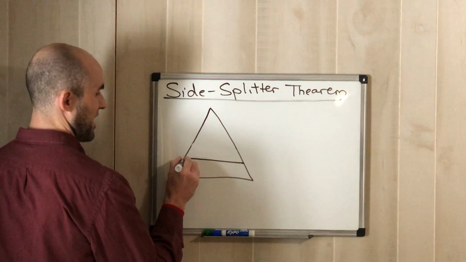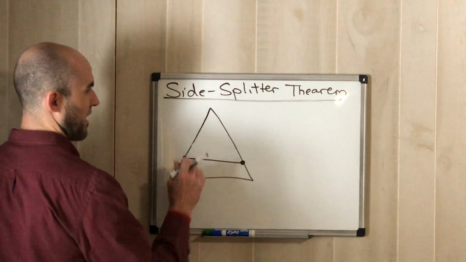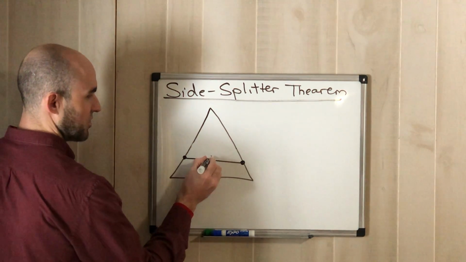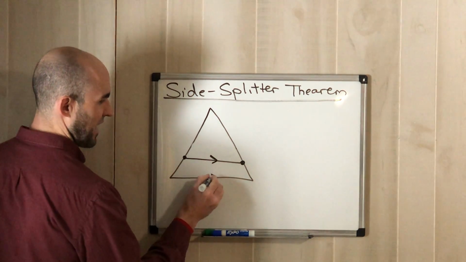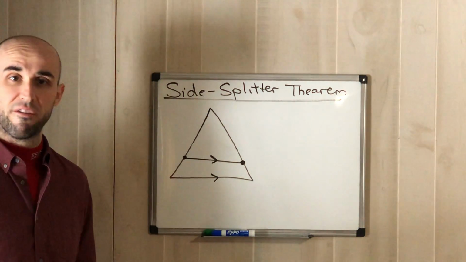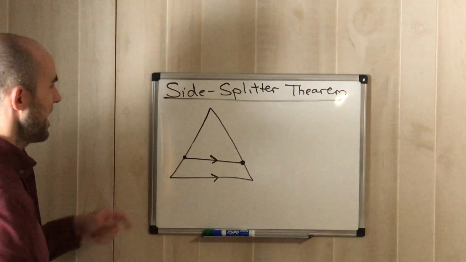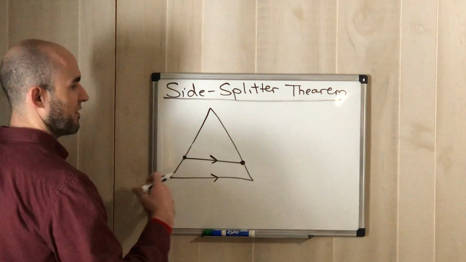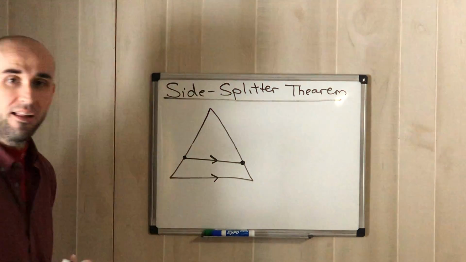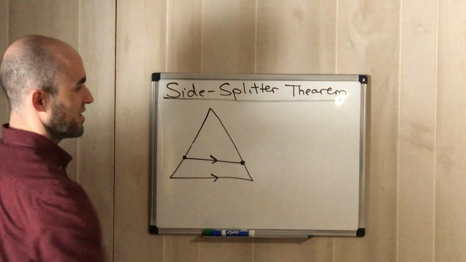Side-splitter theorem says that if we split the sides, right? So if you split on this side and split on this side, think of it as where you're cutting it here, you're cutting it here. As long as this and this side are parallel, so whenever you see those arrows, it means they're parallel, they're never going to touch, then the sides are proportional, right? As long as you have the sides of a figure being cut and the bases are parallel, they're never going to touch, then these sides are proportional, those sides are proportional.